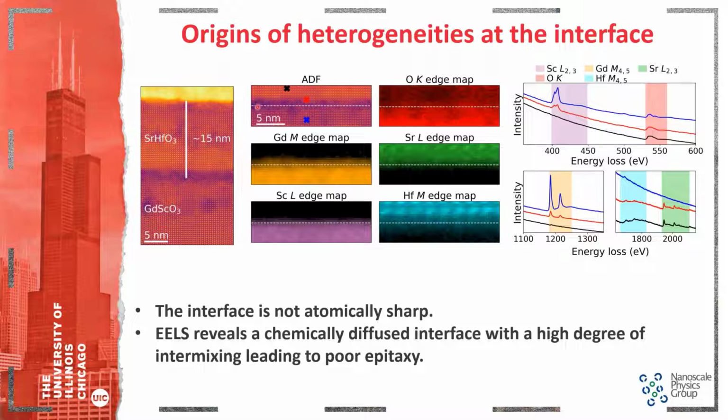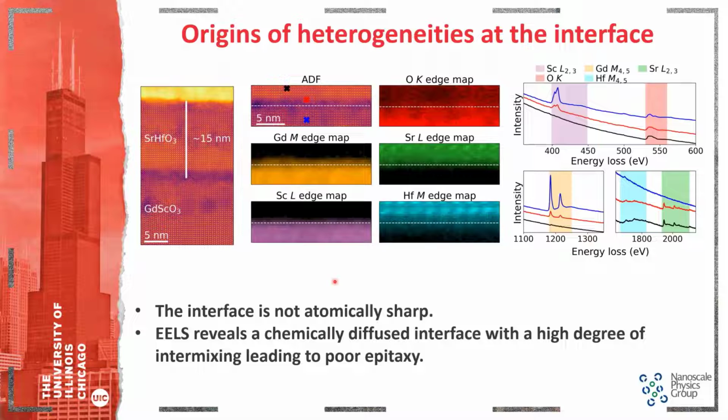The interface is marked with a white dashed line. We can see that there is an intermixed layer formed at the interface between the strontium hafnate film and the substrate. This is not ideal because this yields a diffused interface instead of an atomically sharp interface, and results in poor epitaxy.